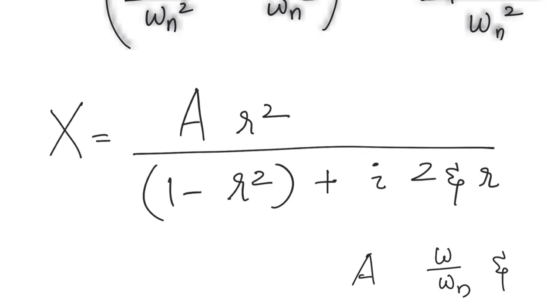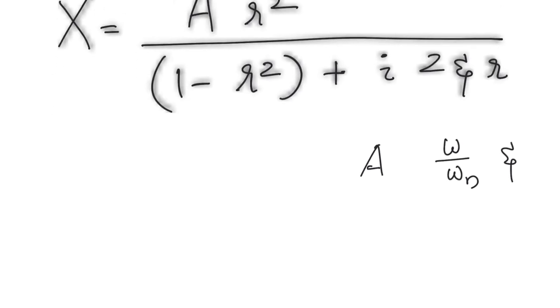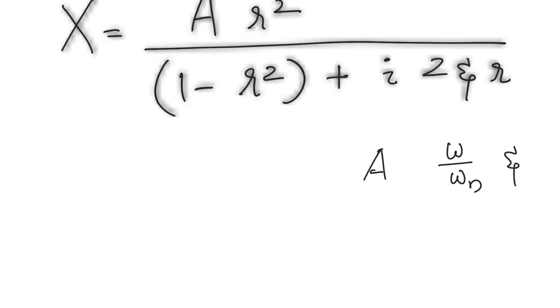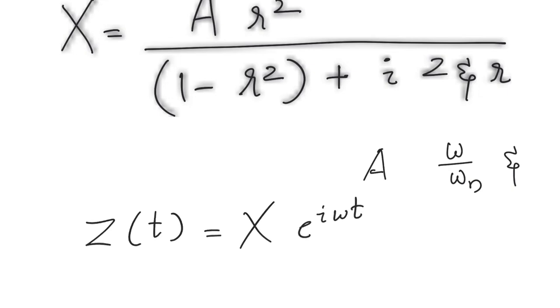So now we have an expression. Finally, we were looking at z of t. So z of t is capital X e raised i omega t, and now we have completely found capital X in terms of all the system parameters. If you apply your mind a little bit further, you can see this particular amplitude capital X is a complex number. That means it has a magnitude as well as a phase.